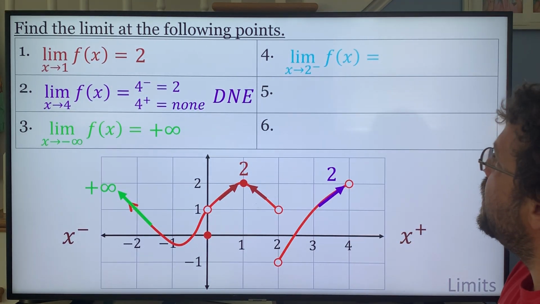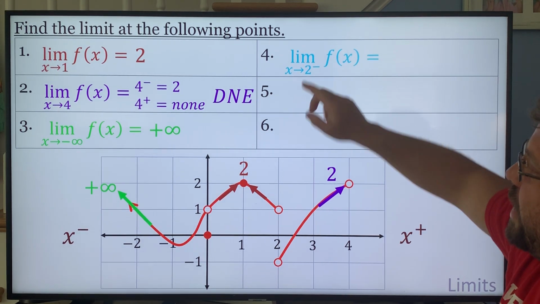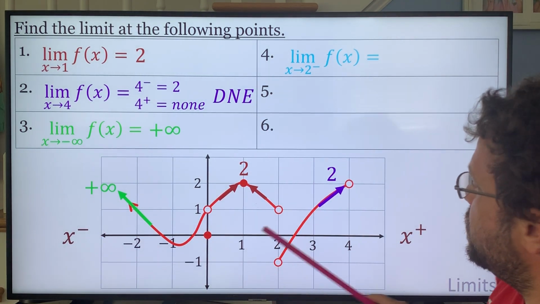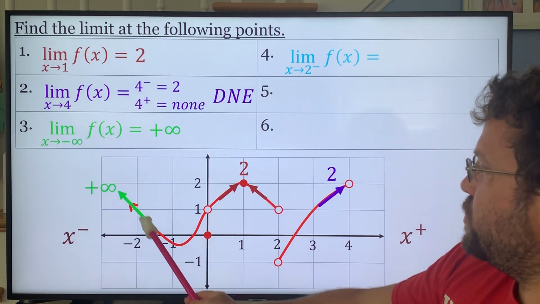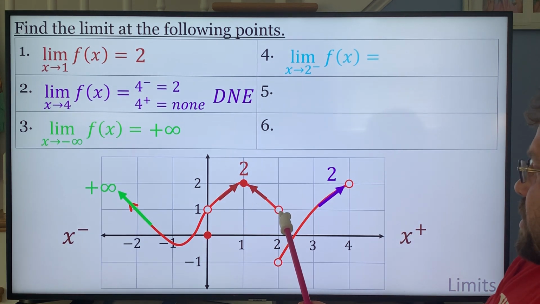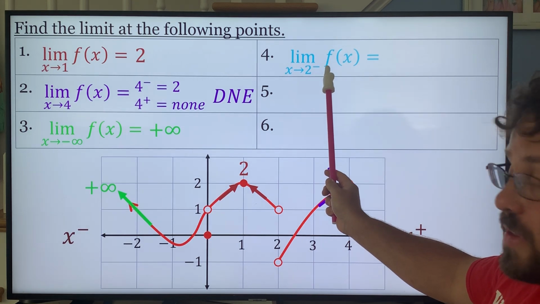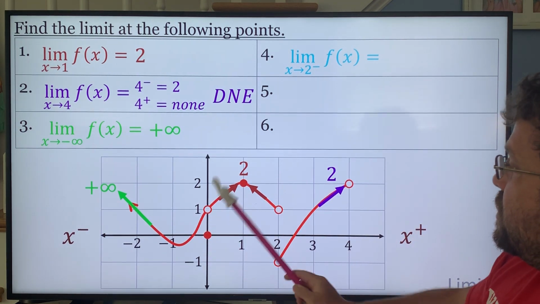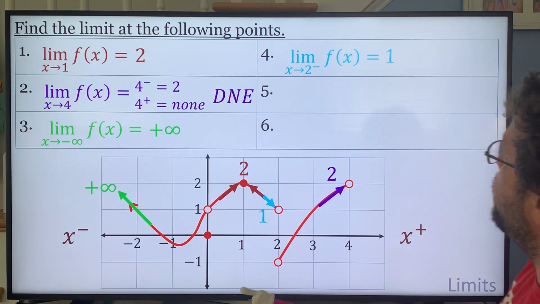Problem number 4. The limit of f of x is approaching 2 from the negative side. So you go through your graph. You get to 2. That's 1. Up. Right before we get to 2. Our answer is, now one-sided limits always have to have a number. Answer is what? 1.